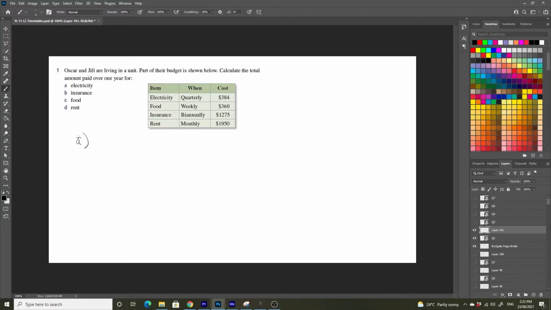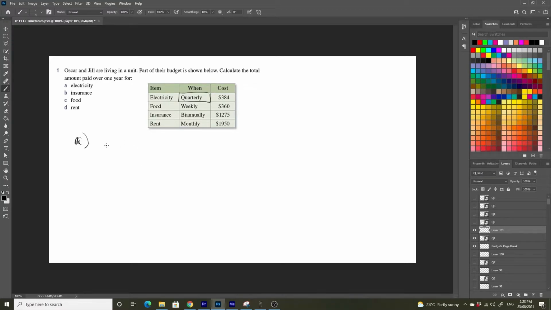Well, let's do electricity first. So if we look at electricity, we get given an item, and we get given when, and we get given a cost. So this is the important part here. It's telling us that they pay this bill quarterly, which means they pay it 4 times a year, and that quarterly bill works out to be $384. So to find the amount of money they spend over the entire year, what we need to do is add up the 4 quarterly payments that they make.